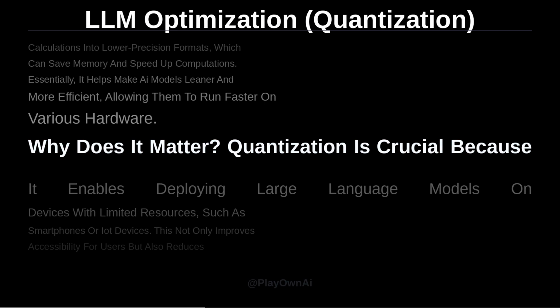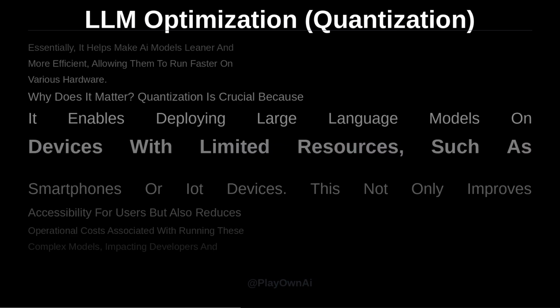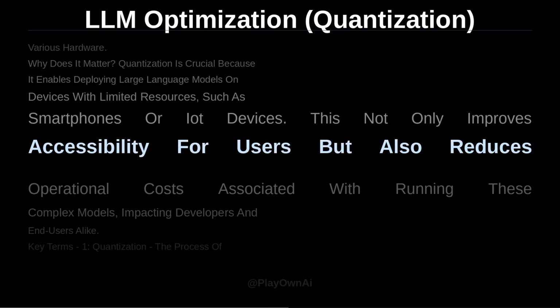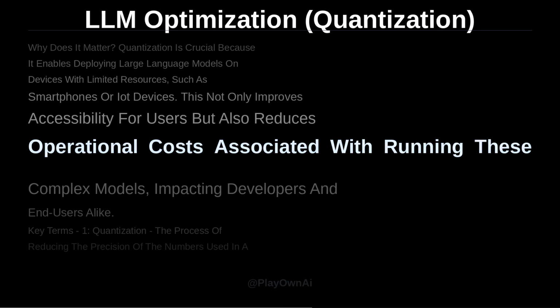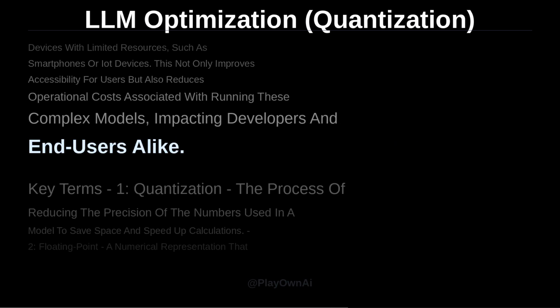Why does it matter? Quantization is crucial because it enables deploying large language models on devices with limited resources, such as smartphones or IoT devices. This not only improves accessibility for users but also reduces operational costs associated with running these complex models, impacting developers and end users alike.